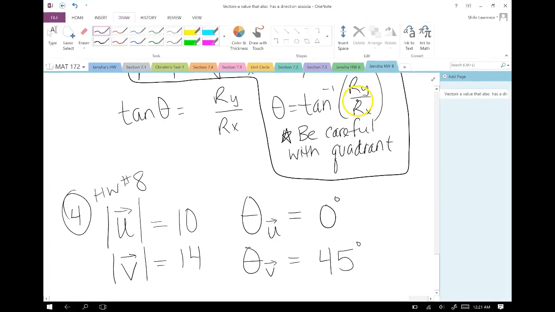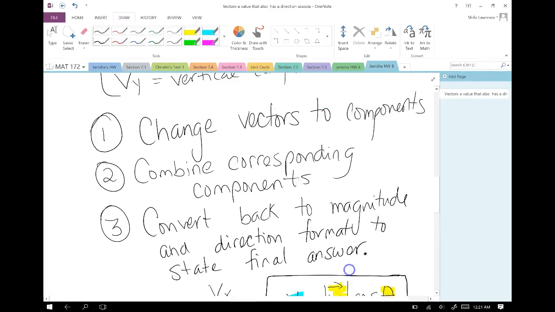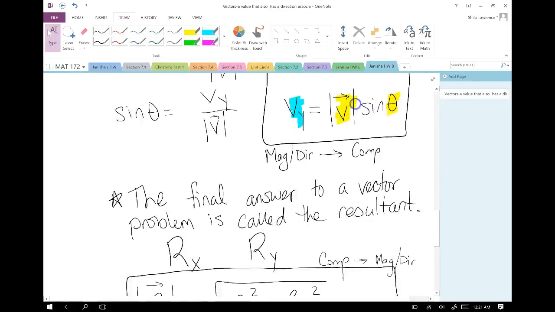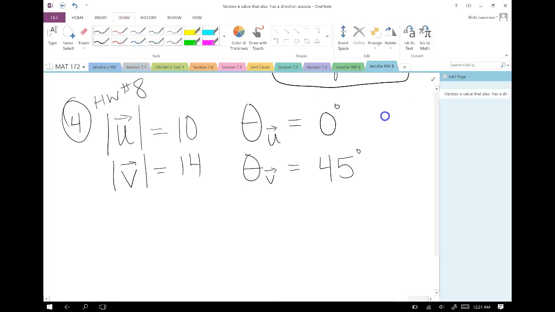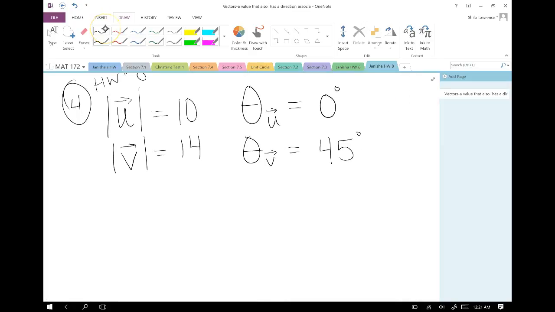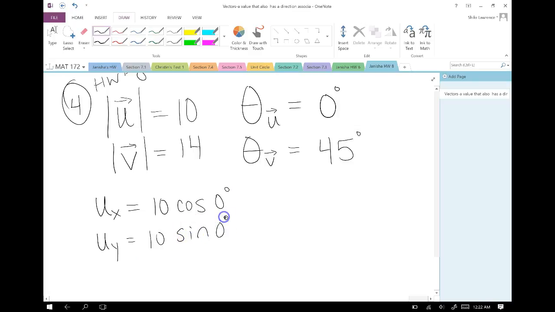So step number 1, change your vectors to components. Each vector is going to have an x component and a y component. So we're going to have a u sub x and we're going to have a u sub y. For the x, we always do cosine, and for the y, we always do sine. So we do magnitude times cosine of the angle, magnitude times sine of the angle.